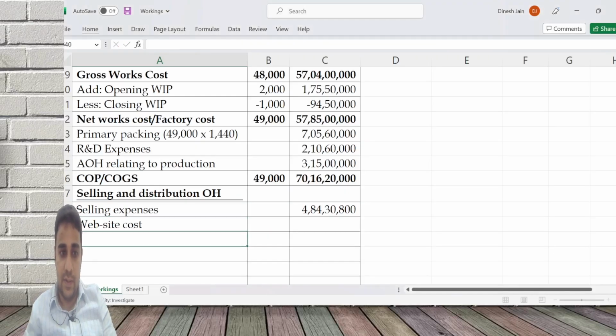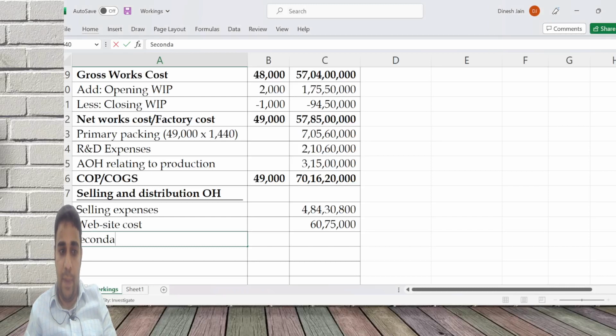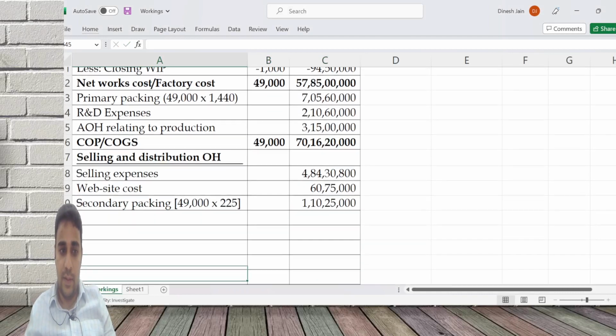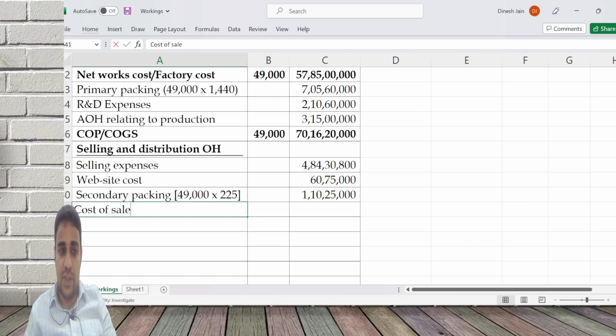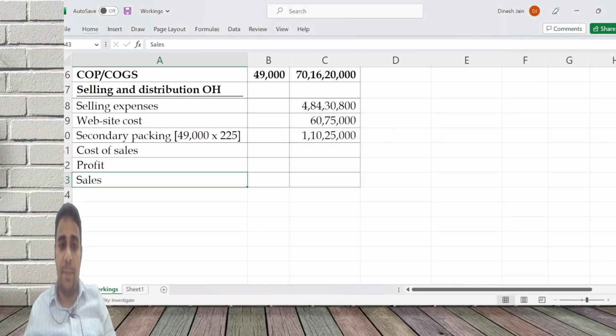Website cost, 60 lakh 75,000. And secondary packaging. Again, the units help us: 49,000 into 225. Cost of sales, profit, and sales. The tracking of units has helped us in calculating the primary packing and secondary packing cost. Primary packing and secondary packing we could calculate only by tracking that number.